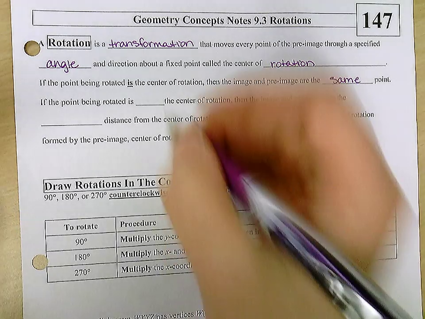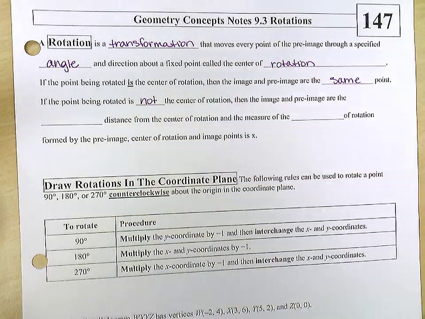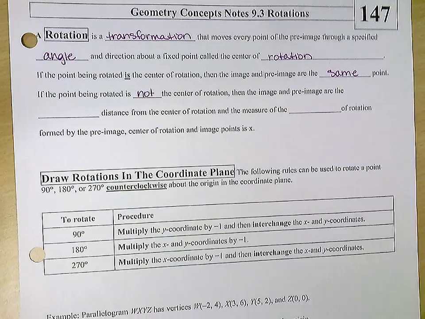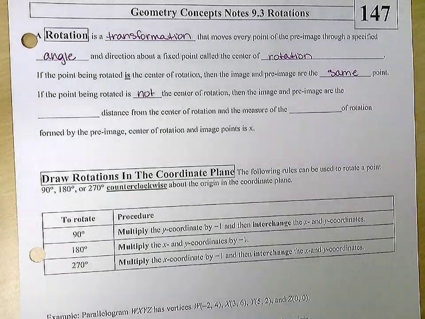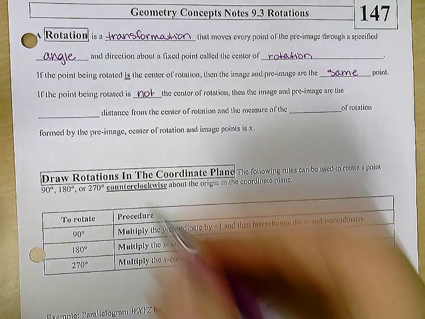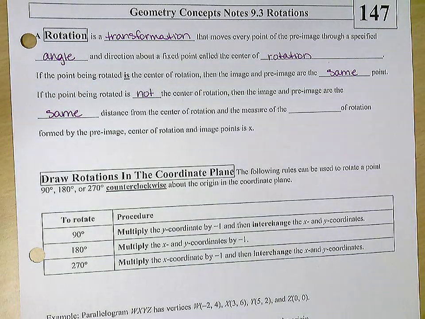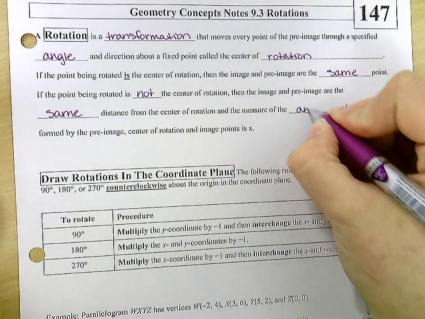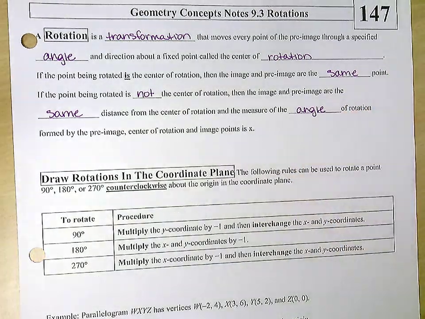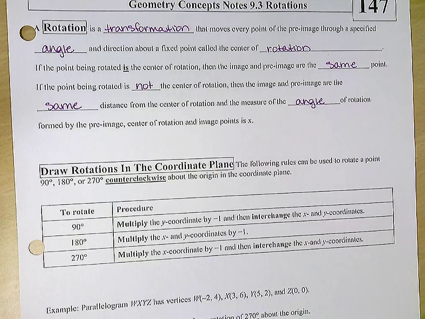If the point being rotated is not the center of rotation, then the image and pre-image are the same distance from the center of rotation. Same distance around. It's kind of making a circle here. And the measure of the angle of rotation formed by the pre-image, center of rotation, and image points is x.